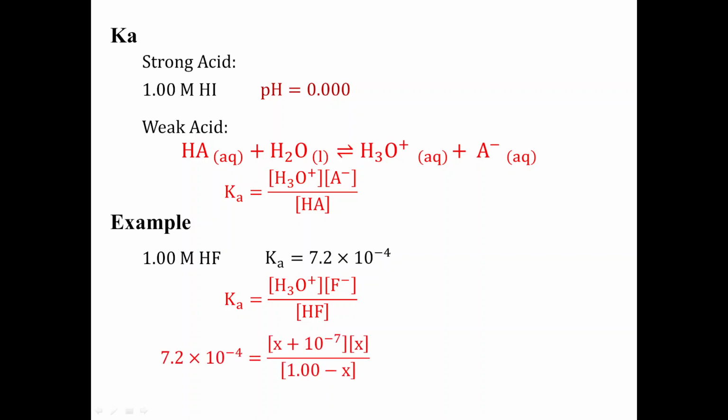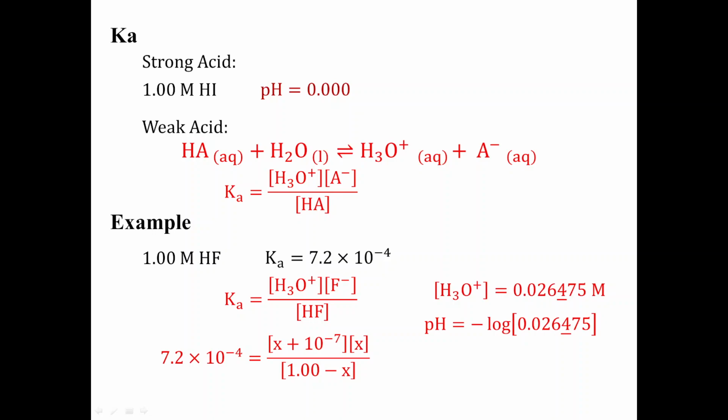So for Ka, we'll have 7.2 times 10 to the negative 4, and that's going to be equal to our concentration of H3O+, which will be x plus 10 to the minus 7 coming from the water, times our concentration of F-, which we're saying is just going to be how much HF reacts. So we're going to label that as x, divided by our concentration of HF, which is 1 minus x. We can go through and solve for x, and then plug it into x plus 10 to the minus 7, and we'll end up with 0.026475 molar.